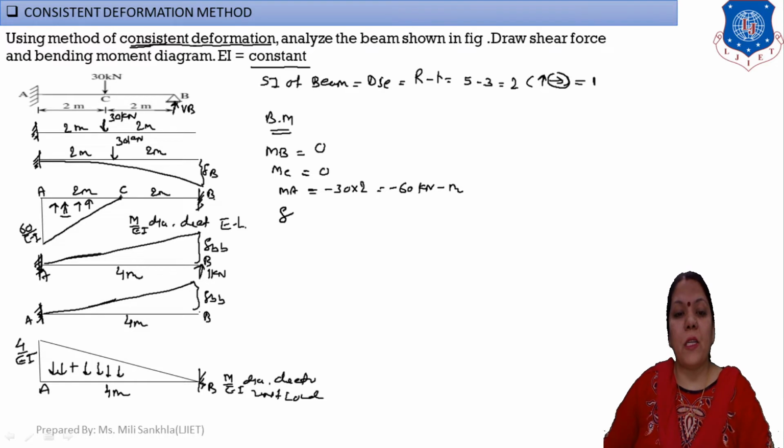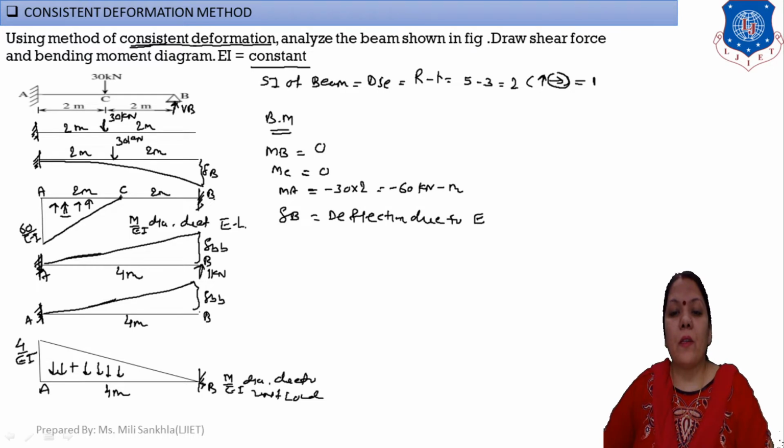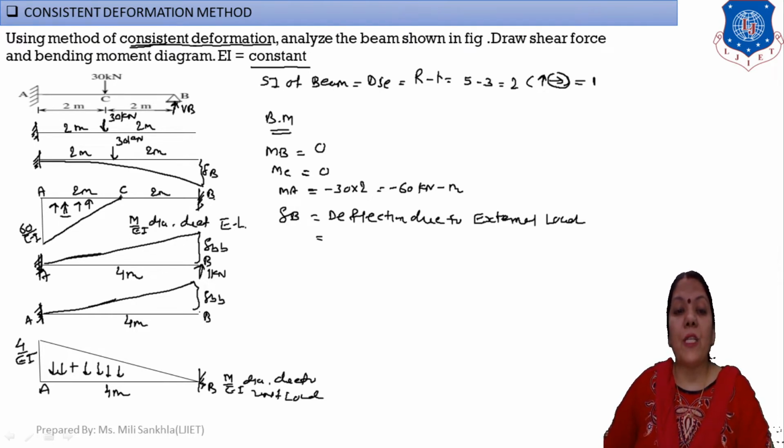First of all, mention here del B is equal to deflection due to external load. If I write external load, that means I follow this external diagram only. Now what is the area? Because deflection is equal to area into CG, 1/2 into 2, 60 by I, and we find deflection at B point. So we consider CG from this B point, which is equal to 2 plus, from this apex, 2/3 into 2.